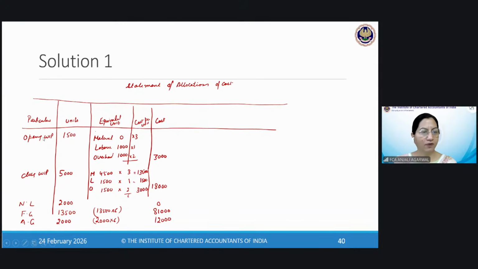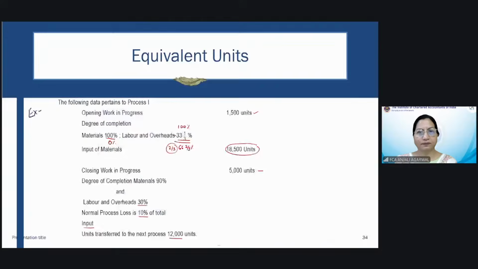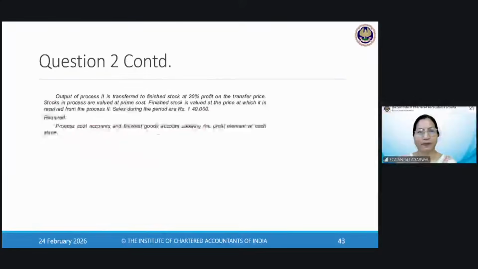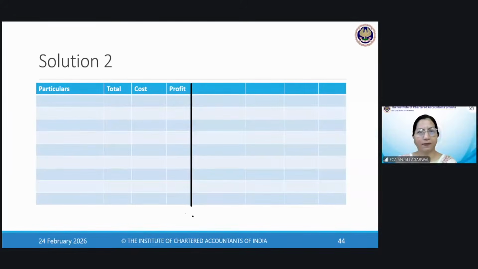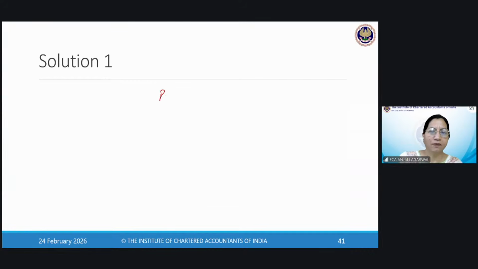Right? So you have found out the cost of each and everything. What is opening of WIP costing to complete now? 3,000. What is closing value of closing WIP? 18,000. Normal loss as such value is 0. Finished goods 81,000 and abnormal gain 12,000. So we can next prepare the process accounts, just like we have done it so far.